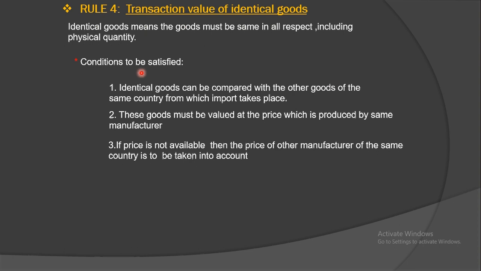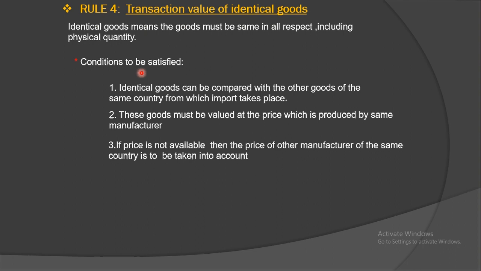What does this line mean? Like, there are two plants of Hero in the USA. We are buying from location X, and the price of those goods is not available. So then we will take another manufacturer. I know the company is the same, but the location is different, so both units are different manufacturers. Both have different licenses, so that's why we call it a different manufacturer, but the principal company is the same. So we can take that price for the calculation of our assessable value for the goods.